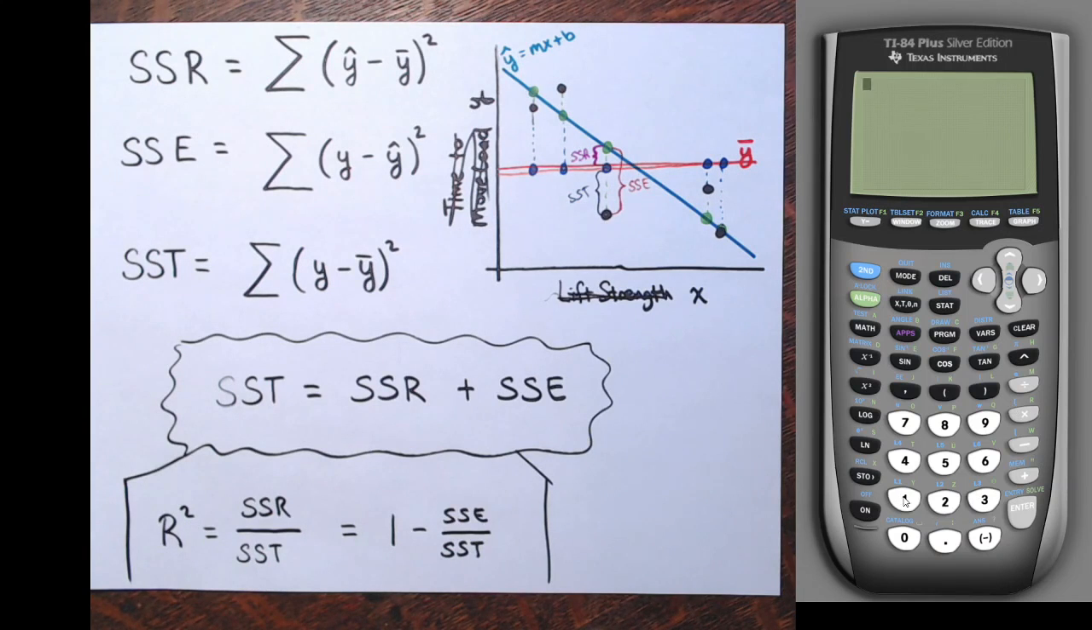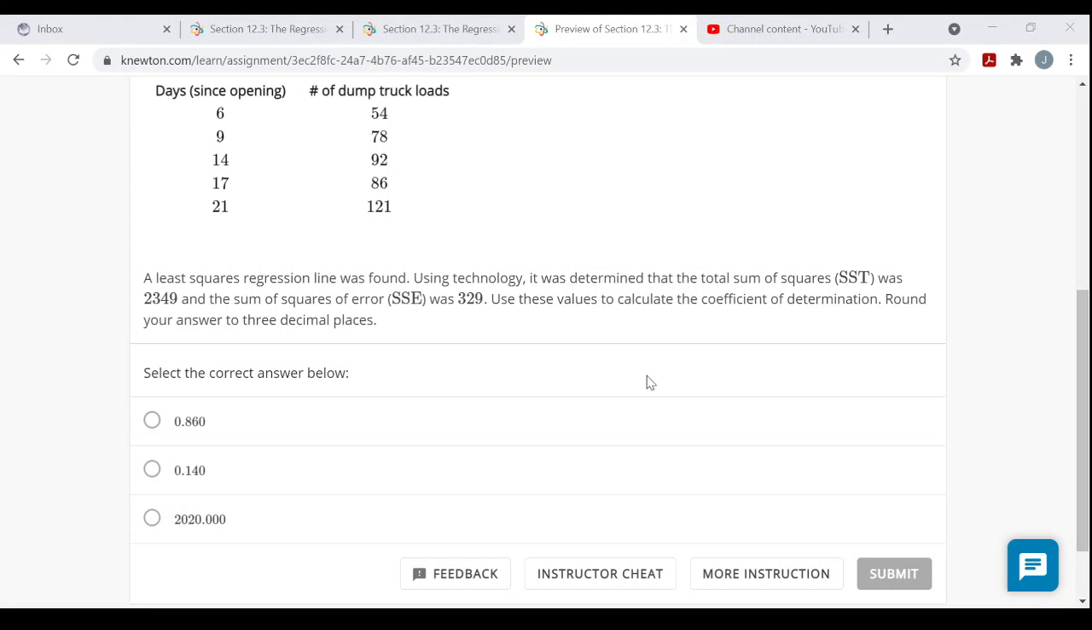They give you most of the information already, so I do 1 minus, and they told us, the sum of the squares of error, the SSE, was 329, and that divided by the sum of the squares total, SST, was 2,349. And that gives me 0.8599. They're asking us to round to 3 decimal places, so 0.86. So this one here, R squared, the coefficient of determination.